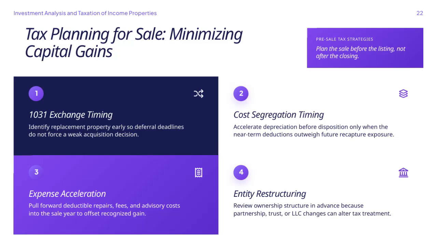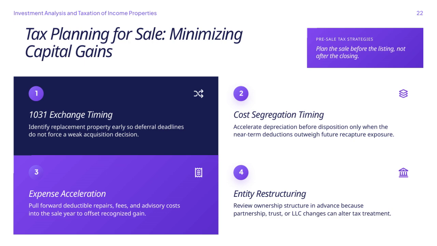When it comes to tax planning for a sale, the key is to minimize your capital gains by being proactive with your strategies before the sale is finalized. The first important point is to plan the sale before you list the property, not after closing. This gives you the flexibility to implement various tax-saving tactics effectively. One crucial strategy is the 1031 exchange timing. You want to identify your replacement property early to avoid the tight deferral deadlines, which could force you into a less favorable acquisition. Planning ahead here ensures you make well-informed decisions and fully benefit from the deferral.